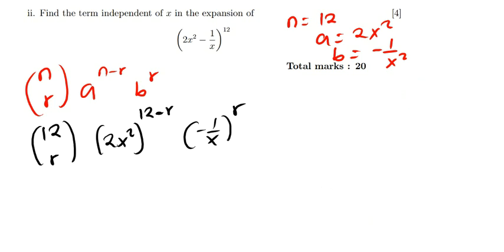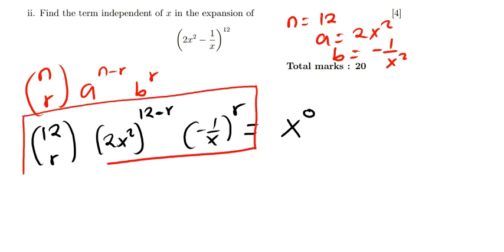So what do we do? We have to equate this equal to x to the power 0, because we are trying to find first the value of r. So after finding the value of r, I'll come back and plug in the values here. That will be the term independent of x. Once I find the value of r, I'll come and plug in the values. That is going to be a term independent of x.